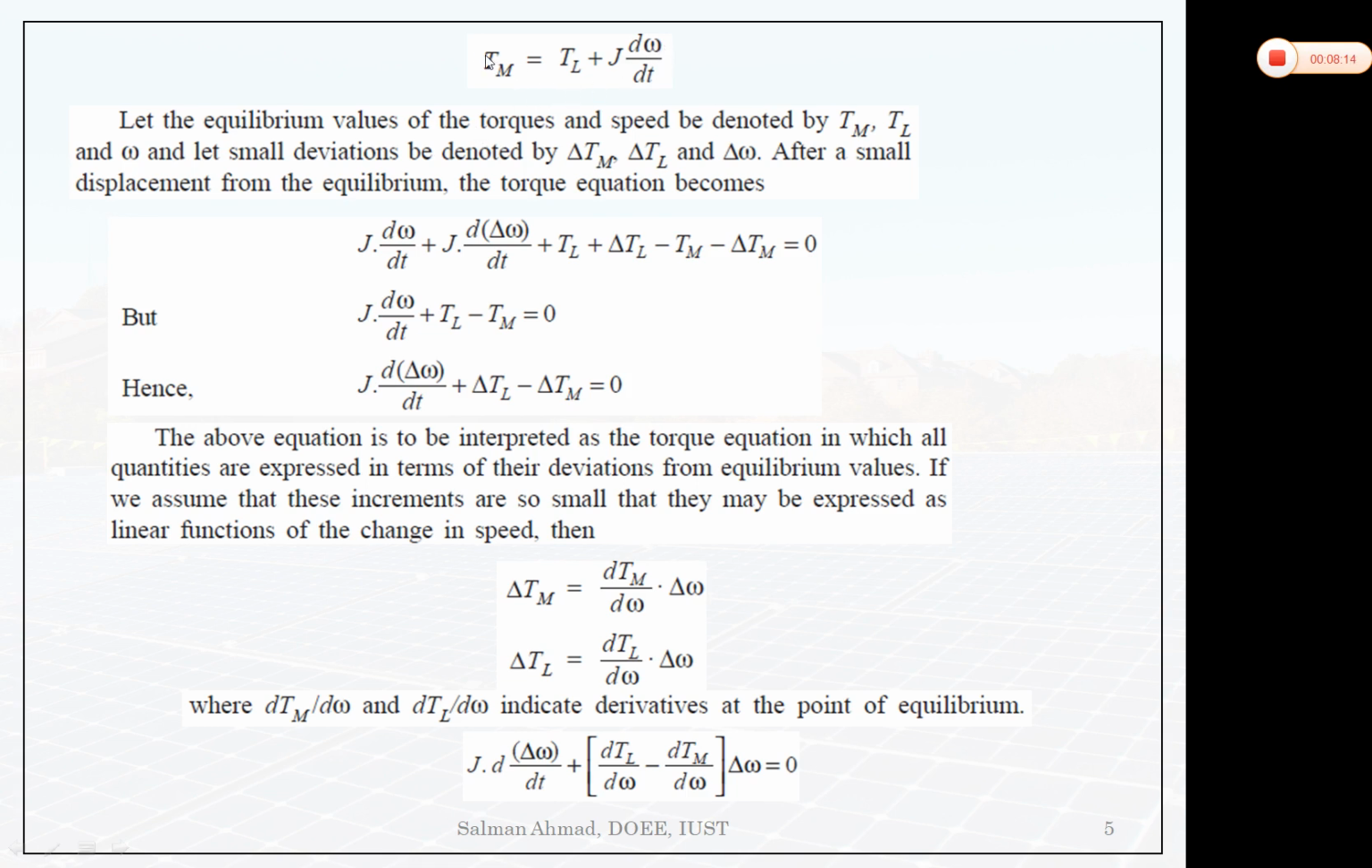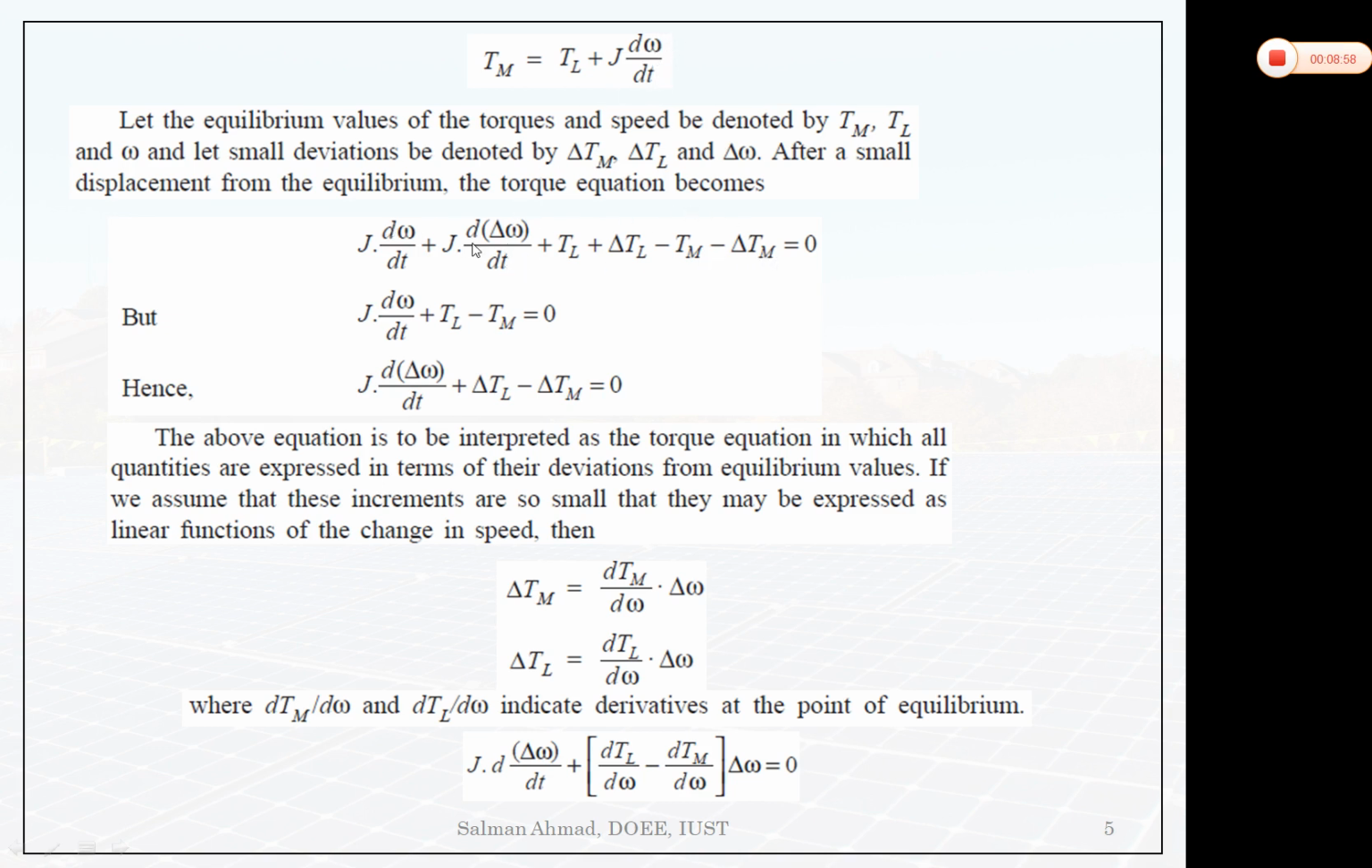In this equation, we replace Tm with Tm plus delta Tm, slightly increasing the motor torque. Similarly, TL plus delta TL, and then J times d omega plus delta omega over dt. Taking the motor torque to this side, we can write TL plus delta TL minus Tm minus delta Tm, equal to J d omega over dt plus J d delta omega over dt. We can write the equation like this.